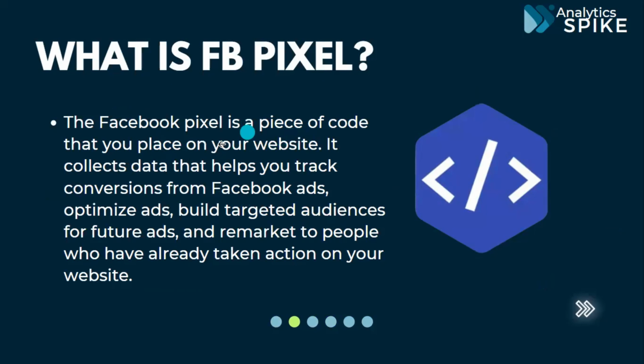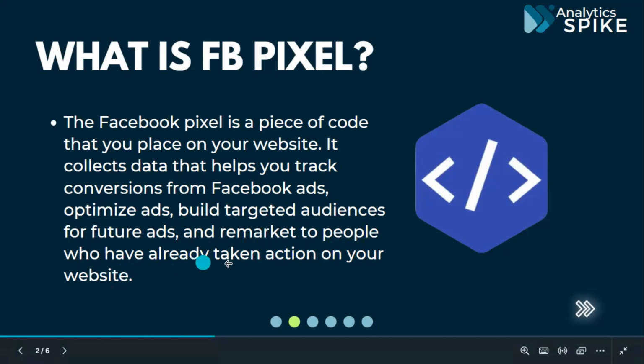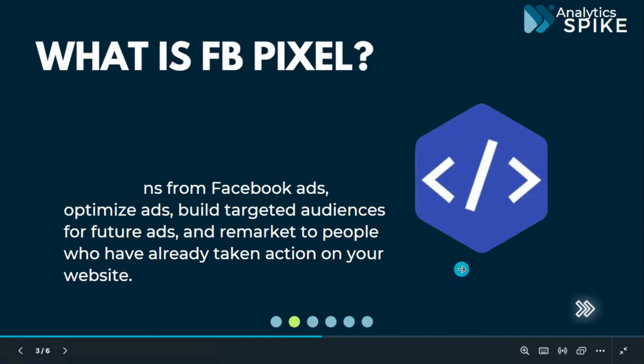The Facebook Pixel is a piece of code that you place on your website. It collects data that helps you track conversions from Facebook ads, optimize ads, build targeted audiences for future ads, and remarket to people who have already taken action on your website.